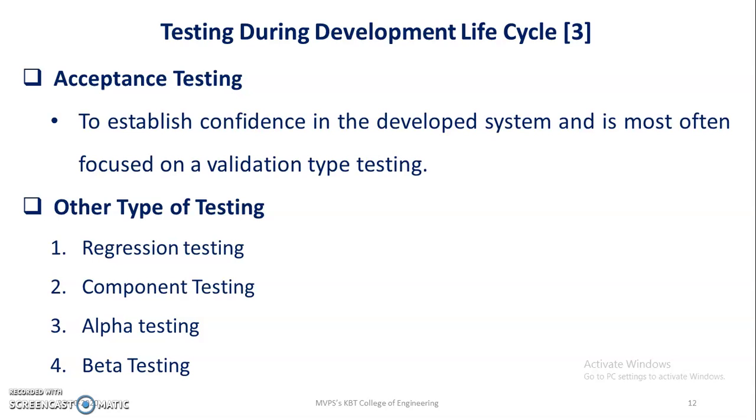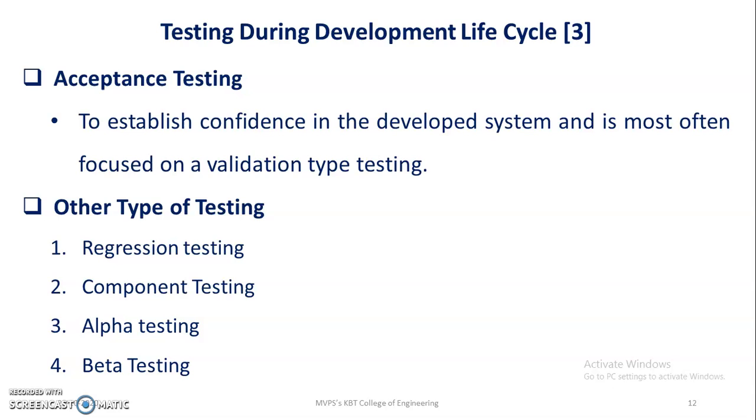Next is alpha testing. Alpha testing is one of the most common software testing strategies used in the software development process. Alpha testing is testing of an application when development is about to complete. And this alpha testing is basically performed by our software test engineers or software QA engineers.